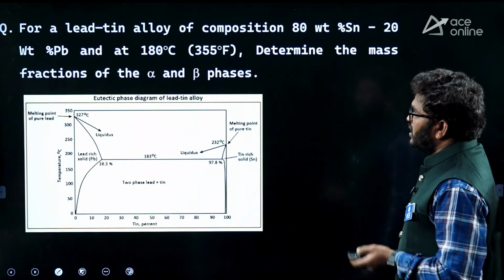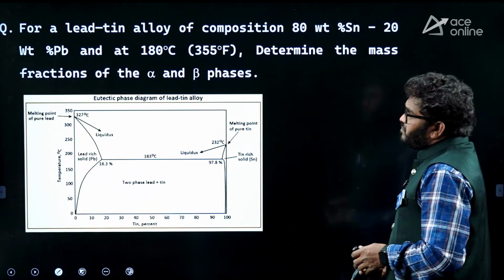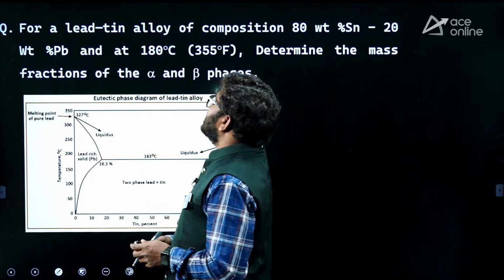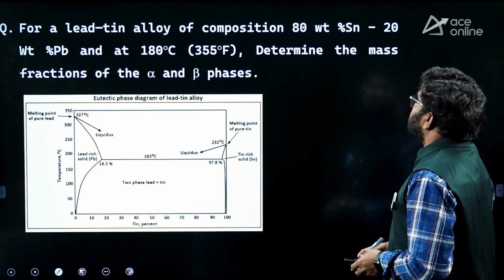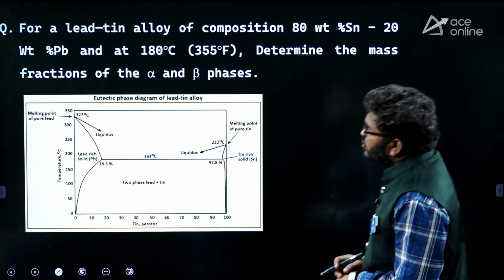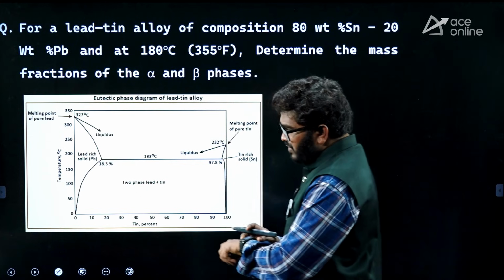Next question. Now, see here, for a lead tin alloy of composition 80 weight percent of tin and 20 weight percent of lead.